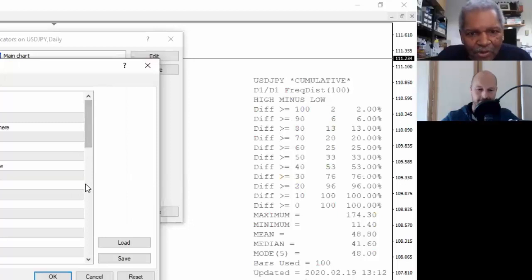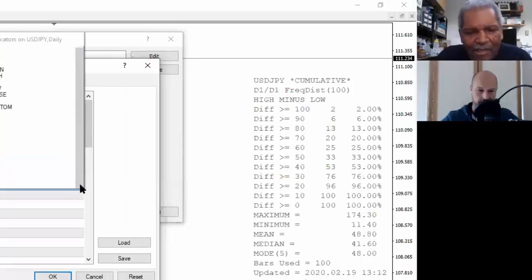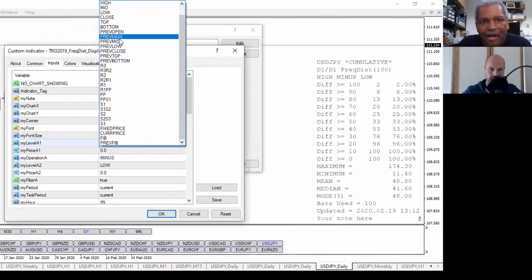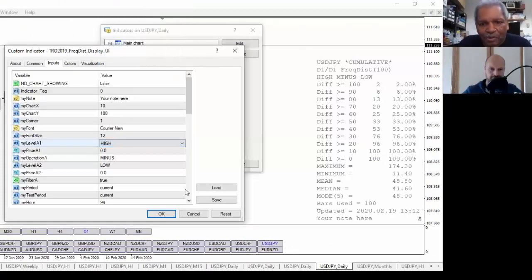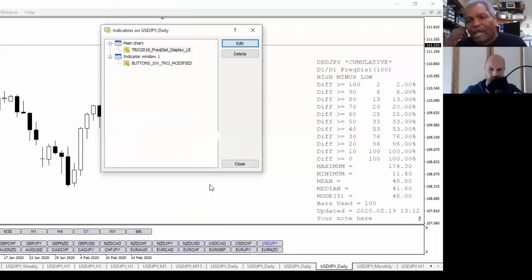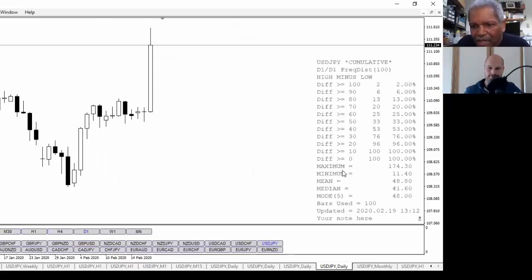And it allows you to do a lot of different things. These are all the different options you can put in there to run frequency distributions to see whether or not your idea makes any sense. So like right here, the maximum is 174 pips, the minimum 11, the mean or average 48, the median value here 41, and the mode 48. So once again, I have a background in statistics, so I know all these things.